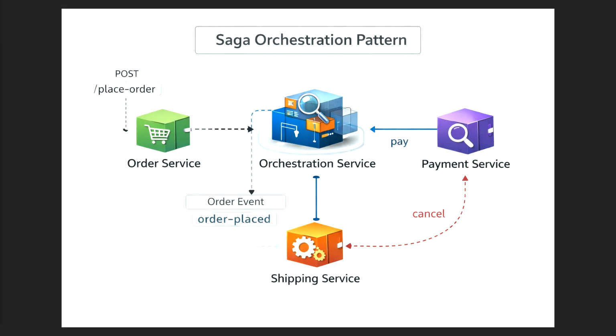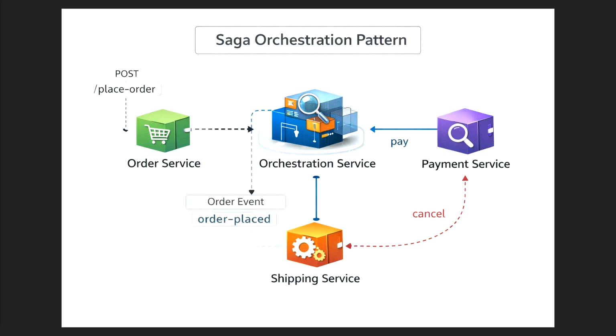The Saga pattern addresses this problem. A Saga breaks a long business transaction into multiple local transactions. Each step updates its own data and publishes an event. If something fails, previous steps are compensated. This is not rollback, this is explicit compensation. There are different ways to implement sagas: choreography and orchestration, for example. In this video, we will focus on saga orchestration.